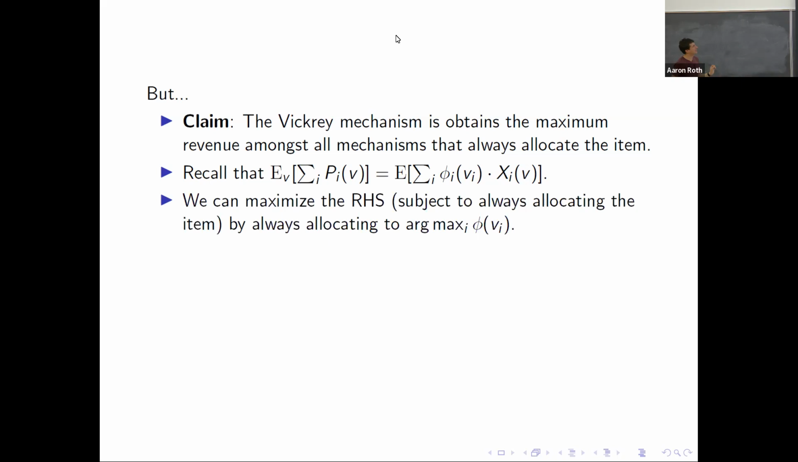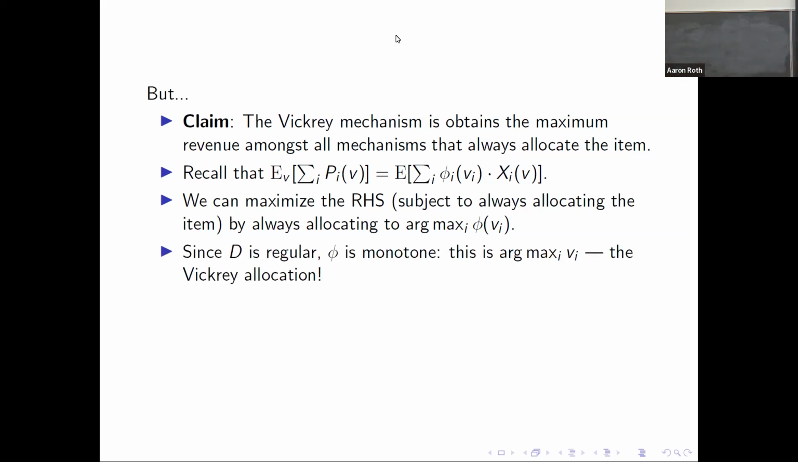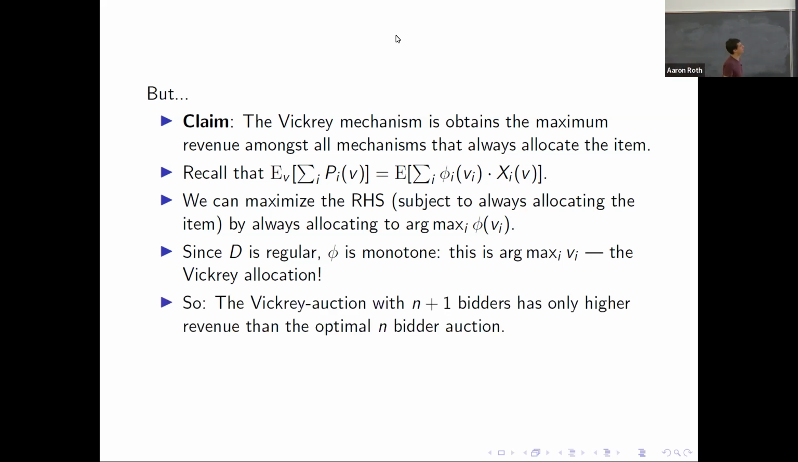But if we need to always allocate the item, then we don't have the option of not giving it to anybody. We have to sometimes give it to someone who has a negative virtual value. But who should we give it to? Well, we should give it to the person who has the least negative virtual value. So we should always give it to the person who has the largest virtual value, whether or not it's negative. But for regular distributions, the virtual value function is monotonically increasing. So giving it to the person who has the largest virtual value is just giving it to the person who has the largest value, just giving it to the person who has the largest bid. So we just recover the victory auction, the second price auction without a reserve price.